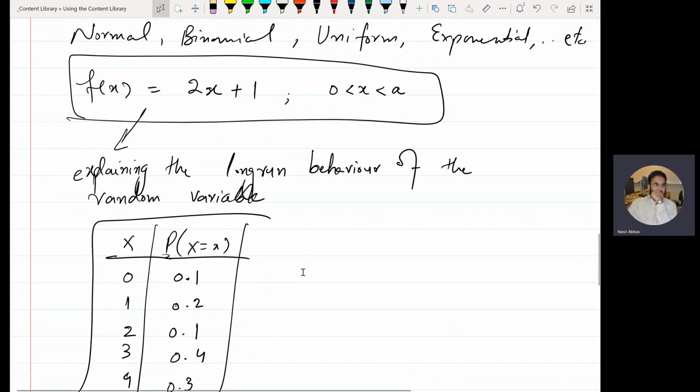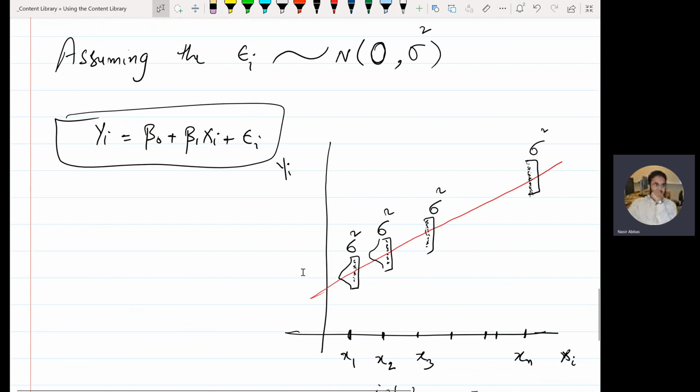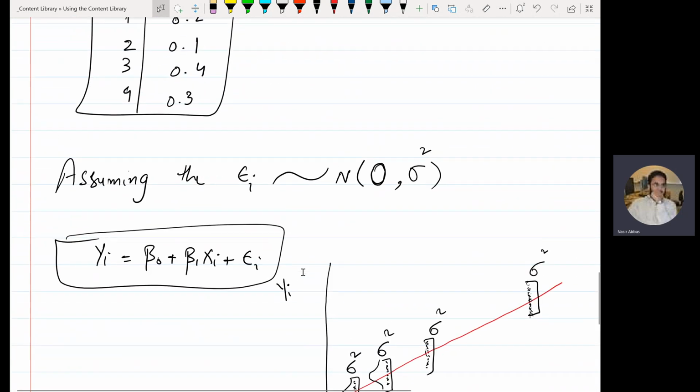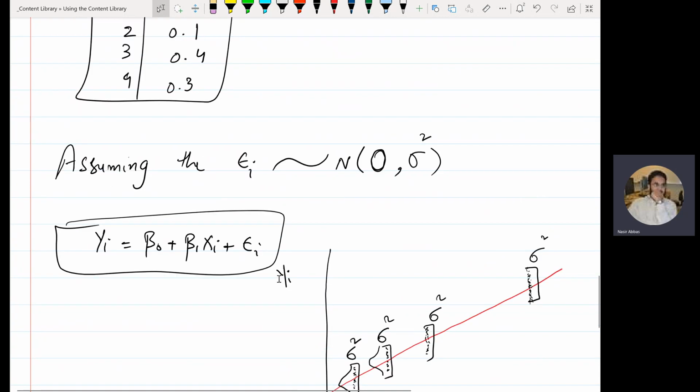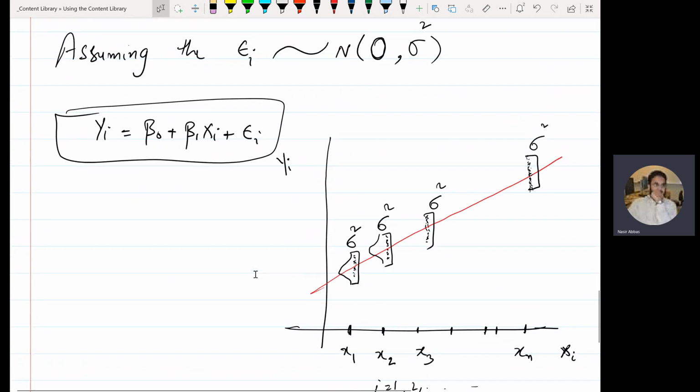We started with making a number of assumptions. The first assumption we made was that x's are fixed. We assume that the values of x are fixed. The second assumption we made, and this is a reasonable assumption, was that the sum of errors is 0. That means if you draw a good line, some of the errors should be positive, some of the errors should be negative.